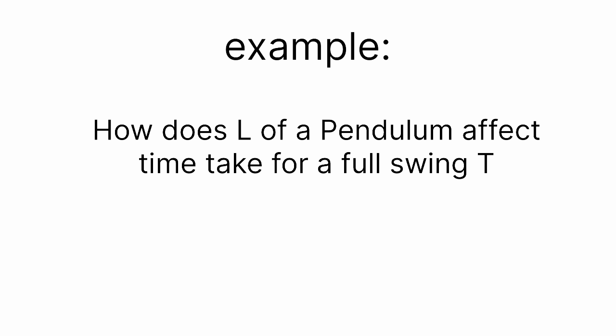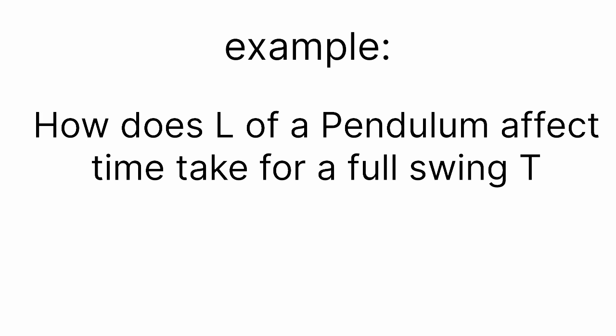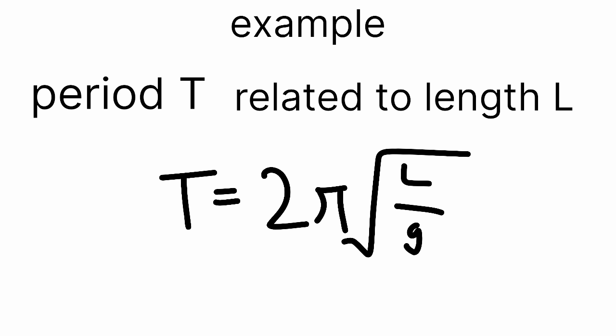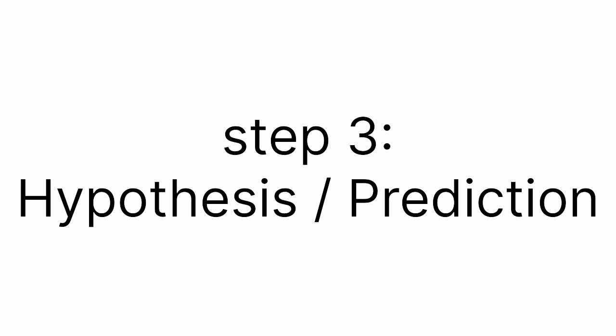Here's an example. How does the length of a pendulum affect the time it takes to complete one full swing? This part describes the physics principles that form the basis of this experiment. It basically shows us the equations, variables, and expected relationships according to an established theory. According to simple pendulum theory, the period T is related to the length L by the equation T equals 2 pi square root of L by g, where g is the acceleration due to gravity.